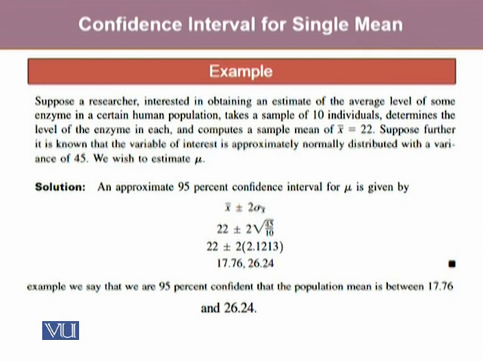We already know that an approximate 95% confidence interval for mu is given by x bar plus minus 2 sigma x bar. When x bar is 22, sigma x bar is equal to the square root of sigma squared over n, which is the square root of 45, that is the variance, divided by 10, that is the sample size. Hence, the answer turned out to be 17.76 and 26.24. 17.76 provides the lower confidence limit, and 26.24 provides the upper confidence limit. In between these two values, 95% of our results will fall. Hence, we can say that we are 95% confident that the population mean is between 17.76 and 26.24.